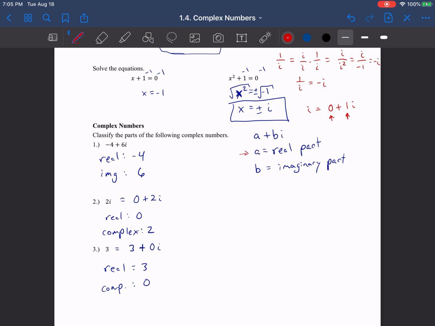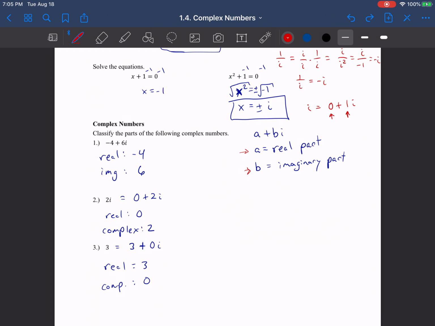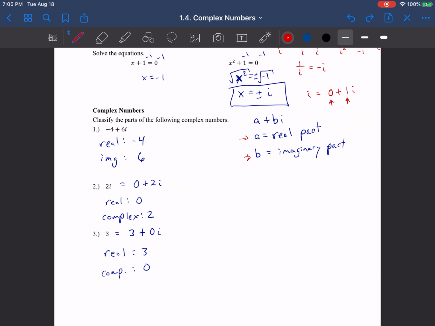So a is the real part and b is the imaginary part, which is like what I did up here on this graph, right? The real part right there and the imaginary part right there, okay? So let's take a look at these numbers, and we're just going to pick out the real and imaginary parts. So here, the real part, that's this number right up here. There's the real number. And then the imaginary part, that's going to be this number right there. There it is. It's the one that's by the i.